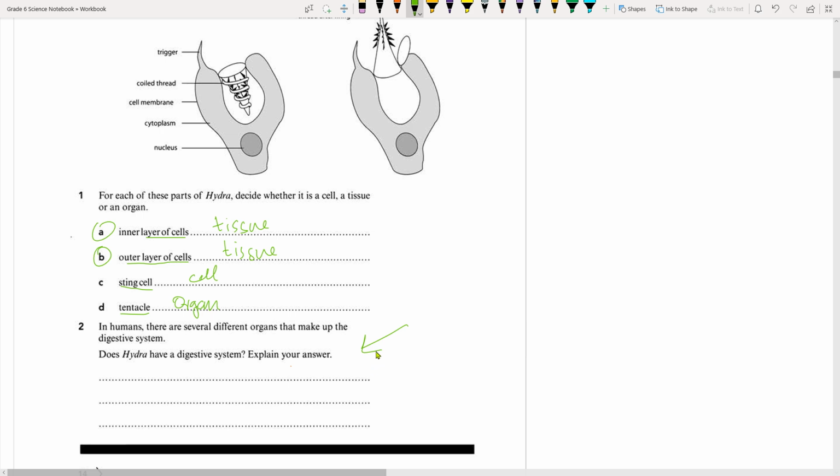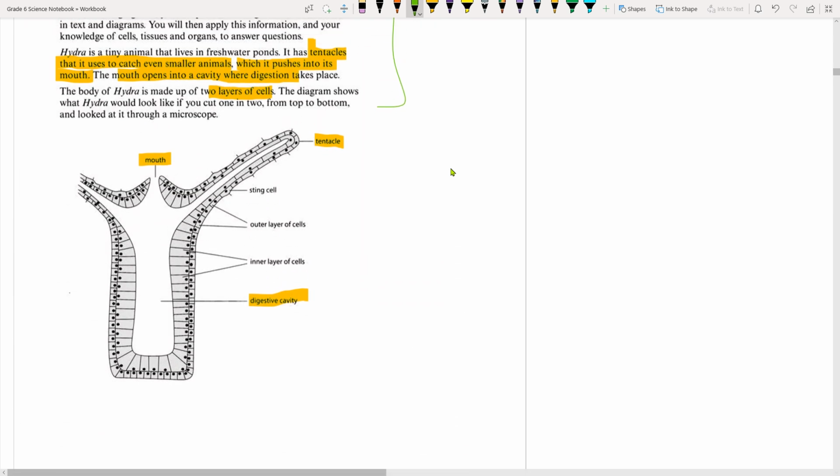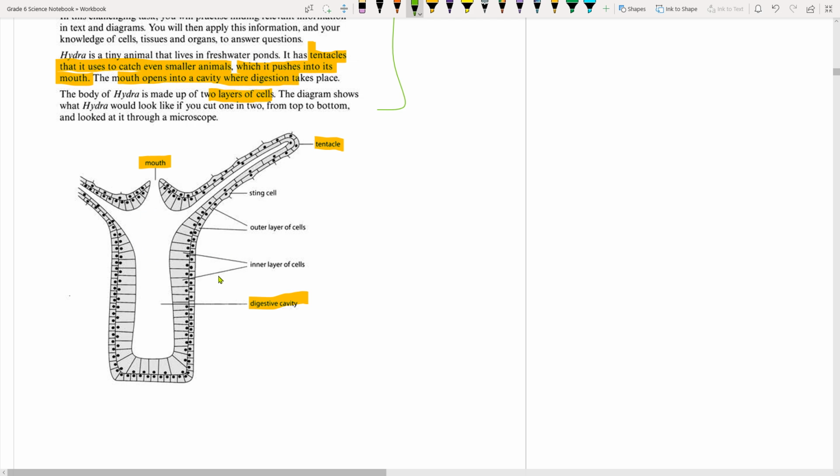Okay. Now this is the question. Some of us, or the majority of us, got it wrong, and few kids got it right, including me. I got it wrong, right? Because I didn't read the text properly. So in humans, there are several different organs that make up the digestive system. Does Hydra have a digestive system? Explain your answer. Now let's go back to the diagram, right? Over here, I just marked these three, and this was, as I said, highlighted by the student, right? Because I only discussed the idea that it has a digestive cavity, it doesn't have intestines and all those other parts, so it is probably just an organ and not a system of organs, so we don't call it a digestive system.